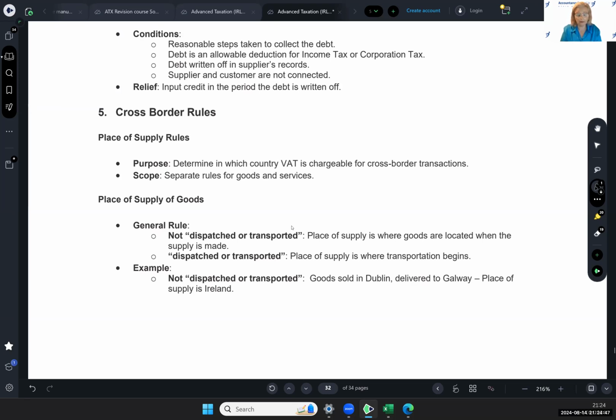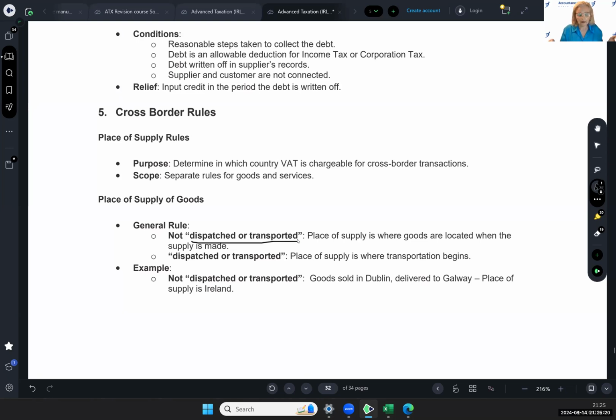Now, sometimes in VAT, we give things names, and sometimes the name isn't very helpful. So see the name here, or this rule here, dispatched or transported. When we hear dispatched or transported, we think, oh, it was put up on a truck and it went from place A to place B. No. Dispatched or transported means it crossed a border.